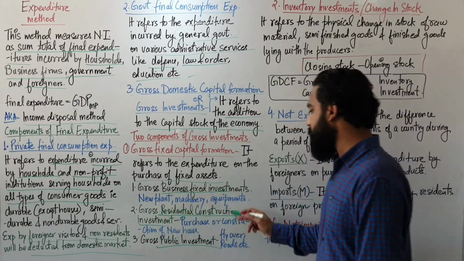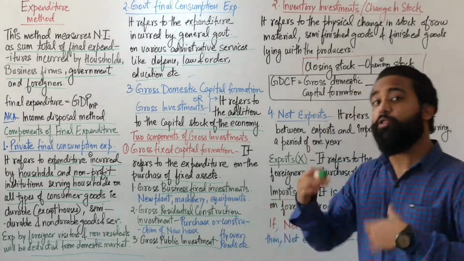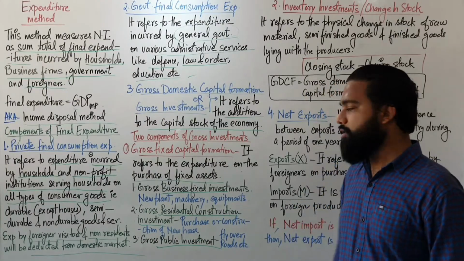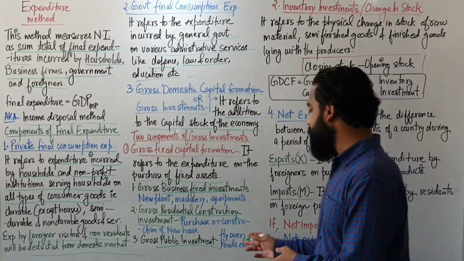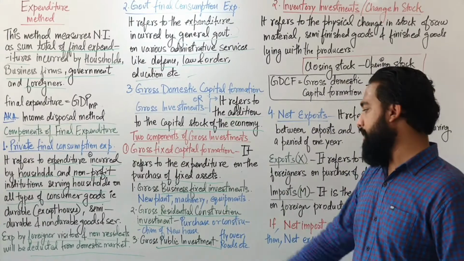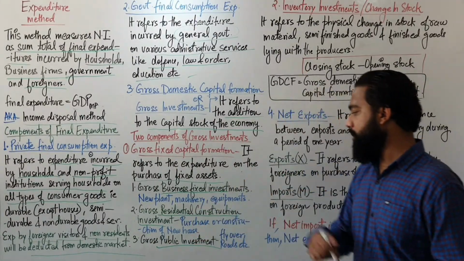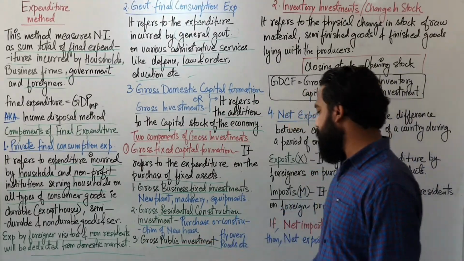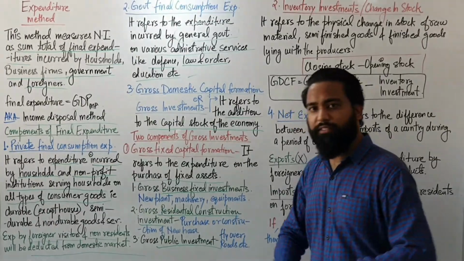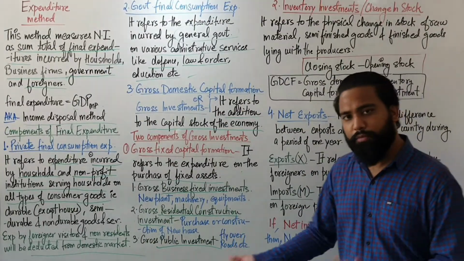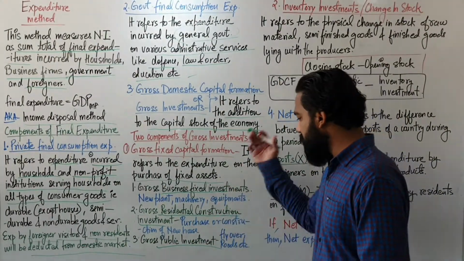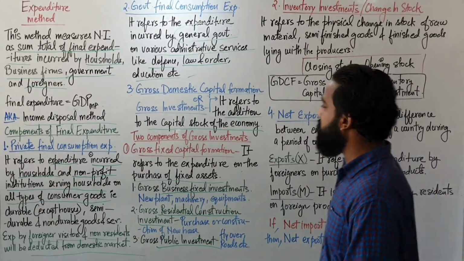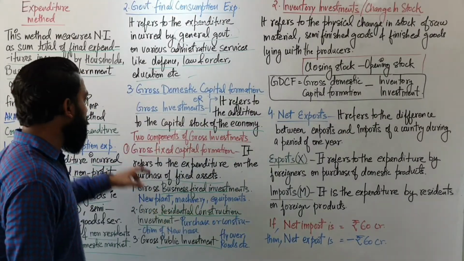Under gross residential construction investment comes the purchase or construction of new houses. If you purchase a house, that will be included in the gross residential construction investment, or if you have constructed a new house, then also it will be included. Now, gross public investments are done for the welfare of the people, like flyovers, roads, bridges, dams. All the expenditure done by the government for the public is known as gross public investments.